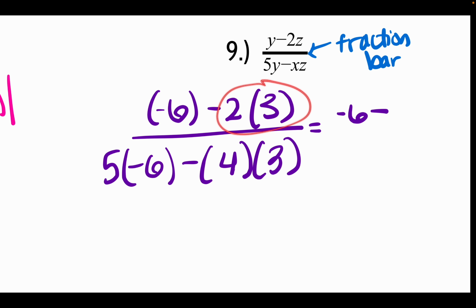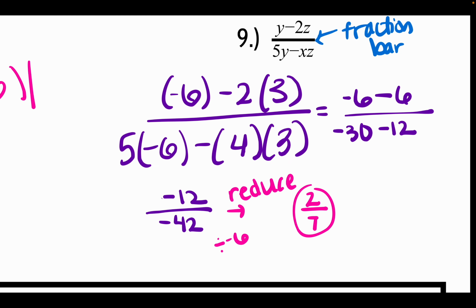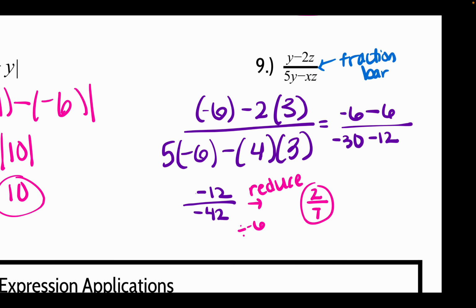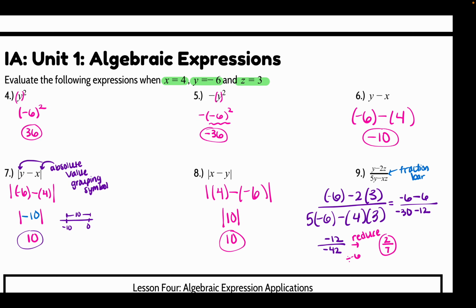Okay, and if we reduce this fraction, both of these can be divided by negative 6. So this gets us 2 over 7. And that is the end of lesson 3. And here's the whole thing.